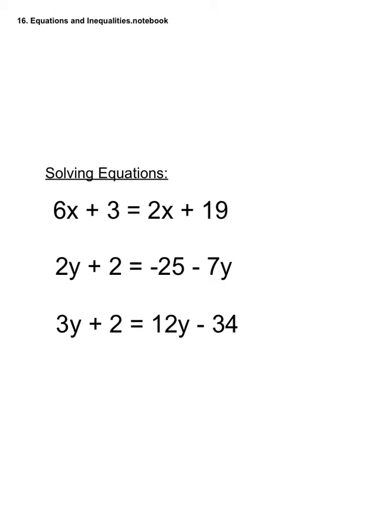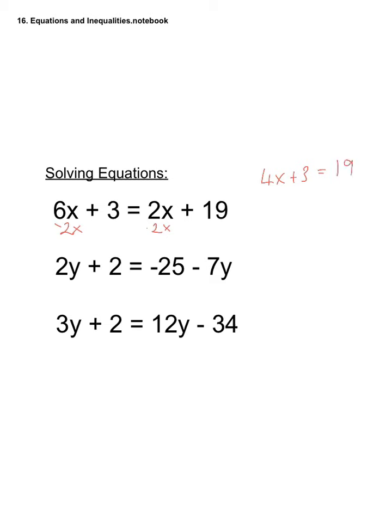When solving equations like this, what you need to do is separate your variables and your units onto either side of the equal sign. To do that, in this first example we're going to take away 2x first. So subtract 2x from both sides of the equal sign. That'll leave us with 4x plus 3 on the left hand side of the equal sign, and just 19 on the right hand side.